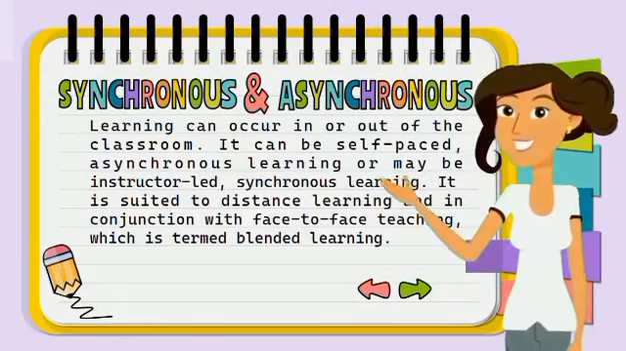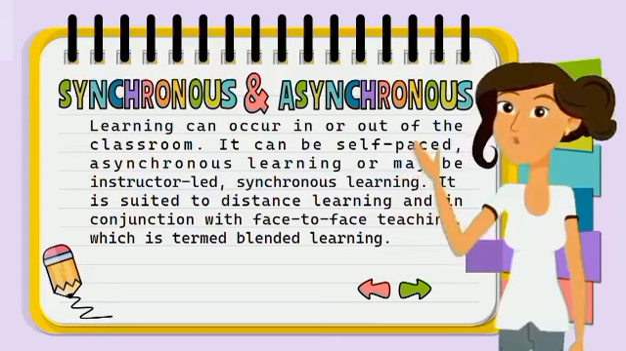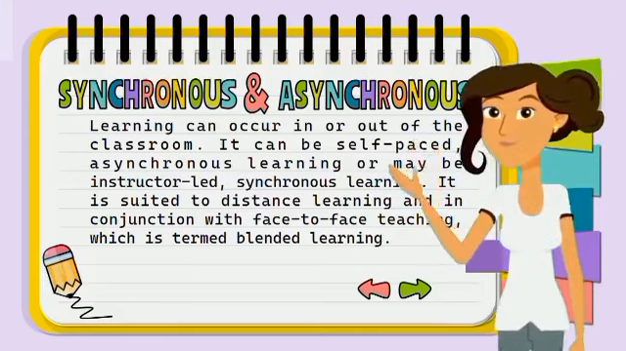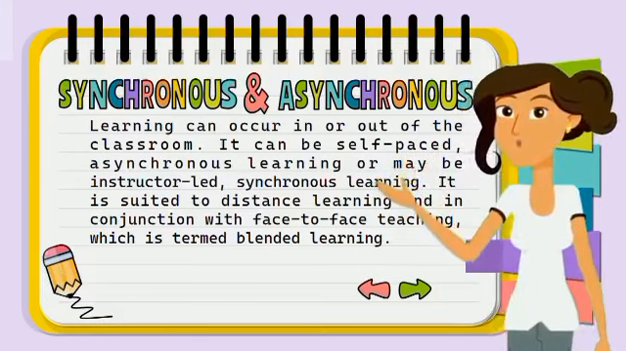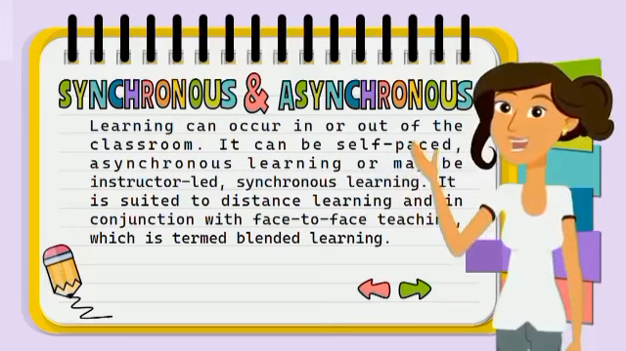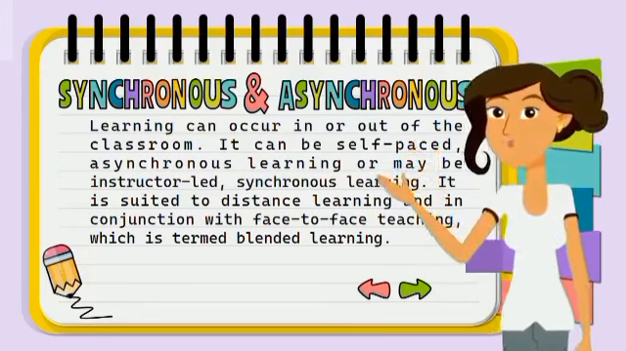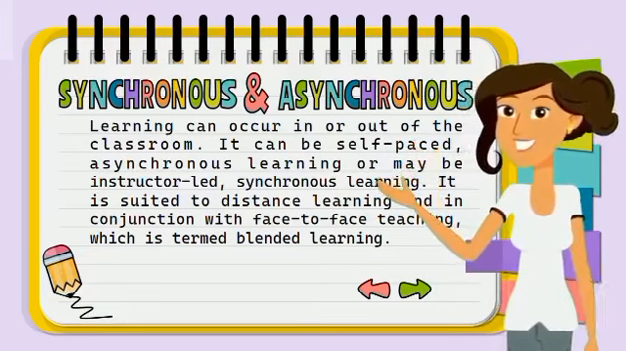Synchronous and asynchronous. Learning can occur in or out of the classroom. It can be self-paced asynchronous learning or instructor-led synchronous learning. It is suited to distance learning and in conjunction with face-to-face teaching, which is termed blended learning. Virtual classrooms can be used by learners and educators in homes, schools, both K-12 and higher education, businesses, and other settings for effective online collaboration.